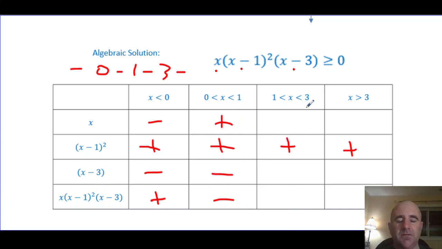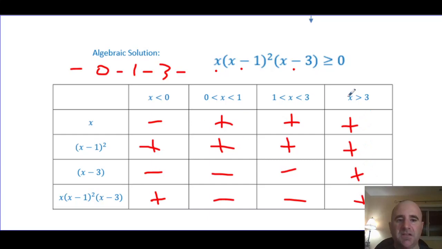For the next one, I think of a number between 1 and 3. Seems like 2 is a pretty good answer. Well, if x is 2, then x is obviously positive. Okay, if x is 2, then this is negative. And a positive times a negative is a negative. Moving on to the last example, think of any number bigger than 3, like 4. Okay, well, if x is 4, then x is positive. This is positive, and all 3 factors are positive, and we get a positive answer.